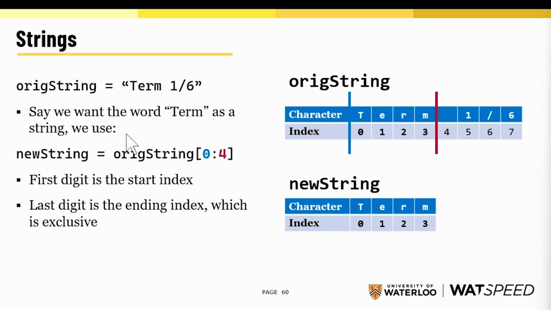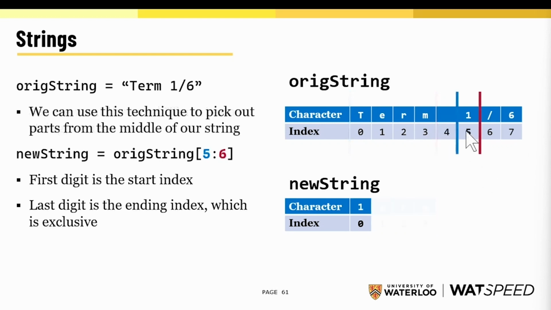Well, we specify the first character that we want to keep, and we specify the last character, exclusive, that we want to keep. So if we just want the term number, we'll want to say start at position 5 and end at, but do not include, position 6. And this will give us the character 1 or 2 or 3 or 4 or 5 or 6, depending on which work term we're dealing with.